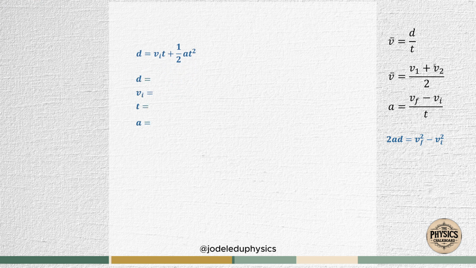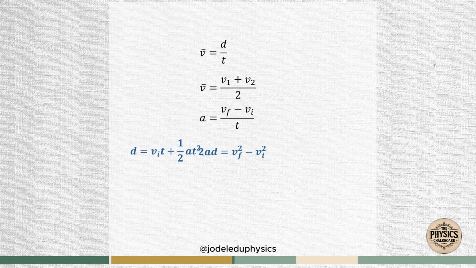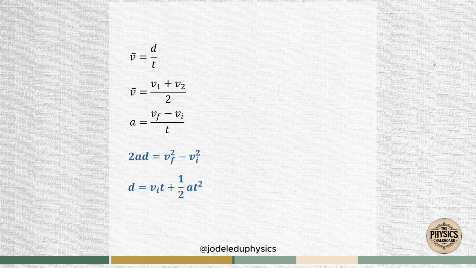This equation is particularly useful in situations where the final speed isn't given, and there's no easy way to calculate it. It allows us to solve motion problems confidently, even with limited information, as long as we know how far something travels, how fast it started, how long it moved, and how it accelerated. And with that, we've completed the full set of kinematics equations.